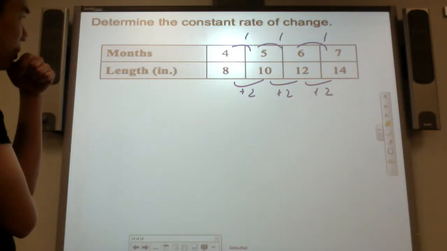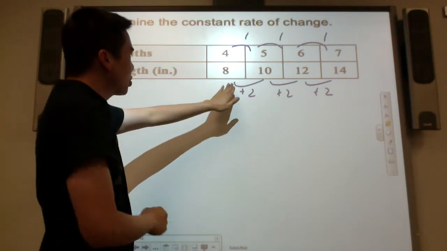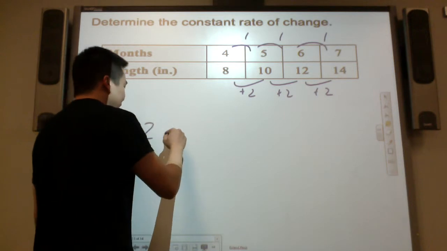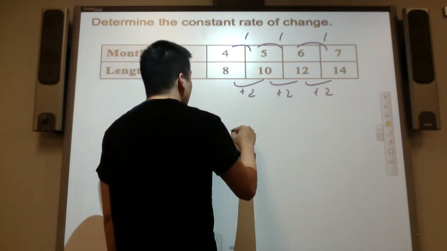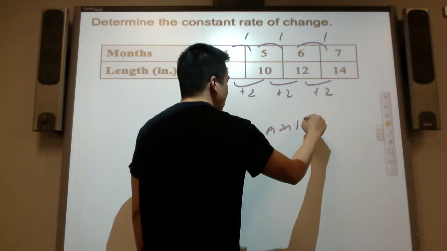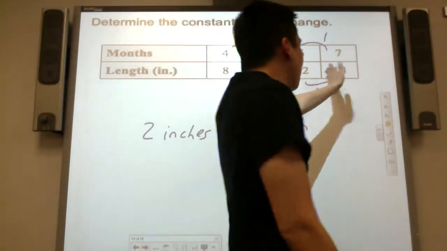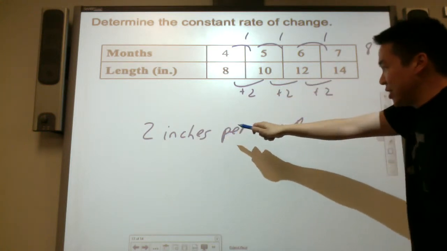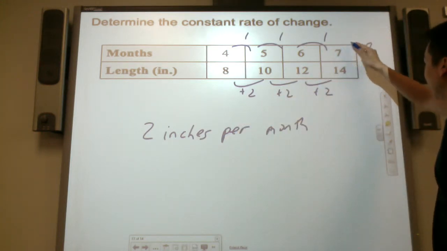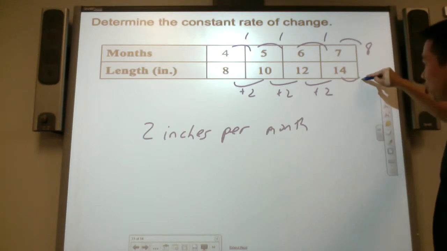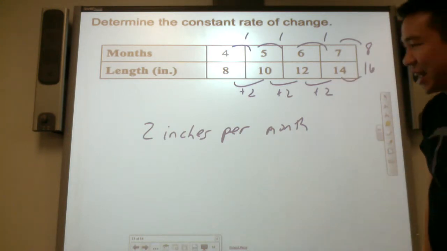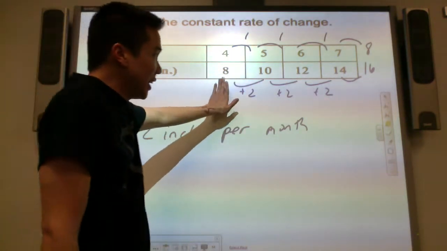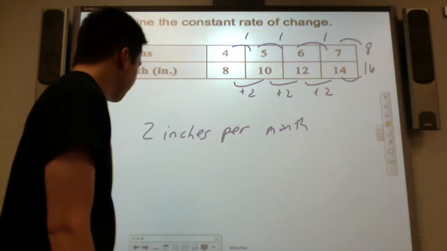So what can you tell me about this? Is it increasing 2 inches for every month? In word form, it seems like it's 2 inches per month. That is the rate of change. This is how this table is changing. If I added another month, is it really increasing 2 inches per month? If we added 2 more inches, it'd be 16 inches. So this table is showing 2 inches per month. It's steadily changing at the same pace.